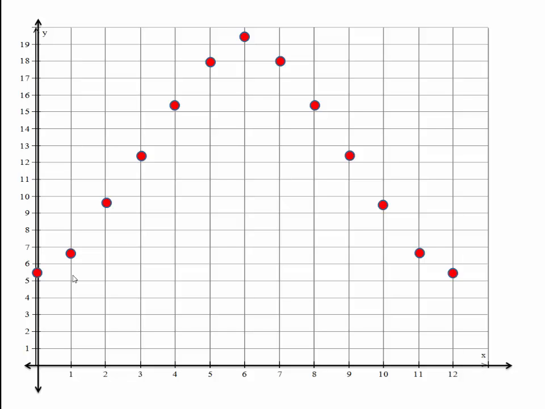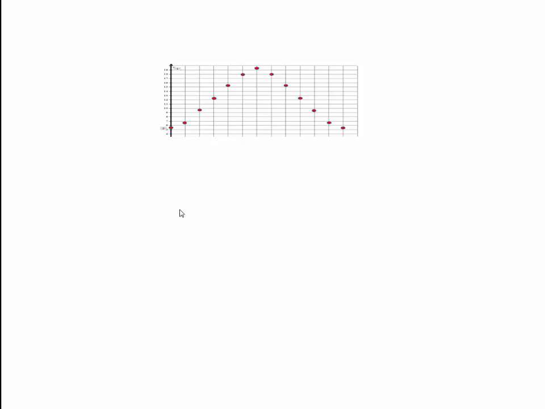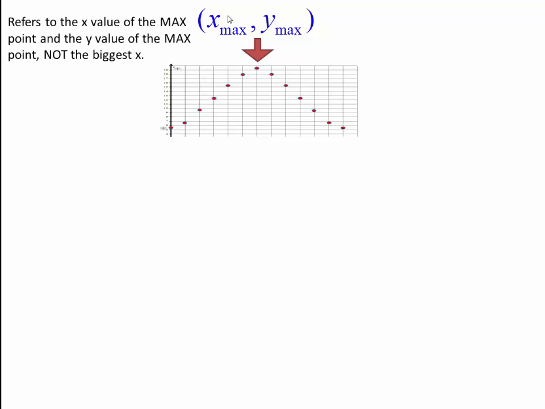Now, I'd like to build the equation for this particular model. So looking at this picture, we have to identify the critical values. This top point, the maximum point, can be thought of as having an x of the maximum and a y of the maximum point. Remember that the x refers to the maximum's x value, not the biggest x value, because that would be here. And the y refers to the maximum's y value, which does in fact match the biggest y value. In this case, that coordinate would be 6, 19.4.